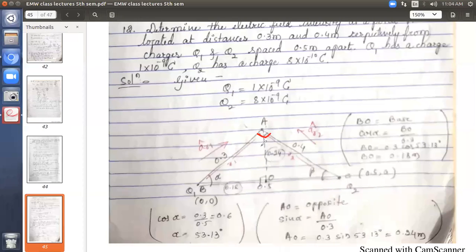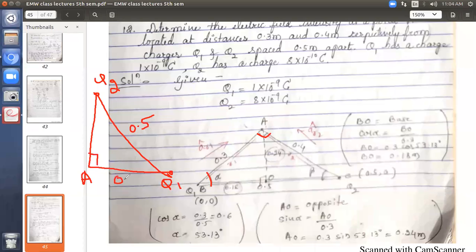According to this angle, let me just simply flip this and let me draw it like this. Now you'll understand. This is your point A. Flip it. This is your charge Q1. This is your charge Q2. And this distance is given as 0.5 meters. This is your 0.3 and this is your 0.4. I have just simply rotated the triangle and I am showing you. Okay, this is the diagram.